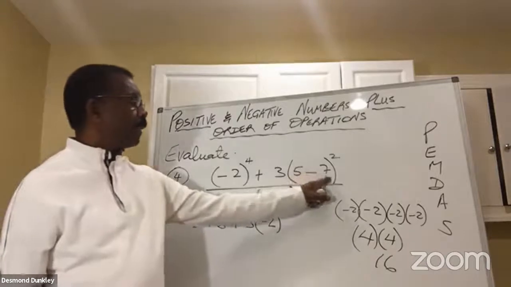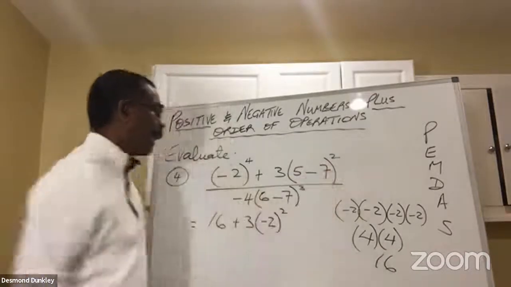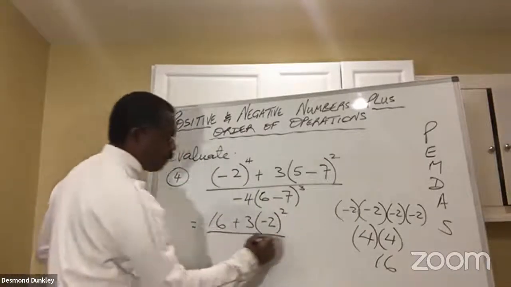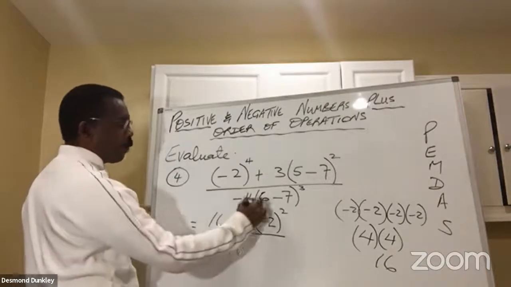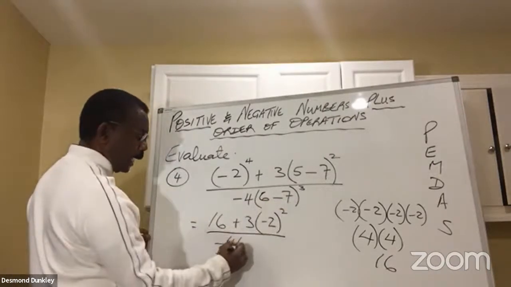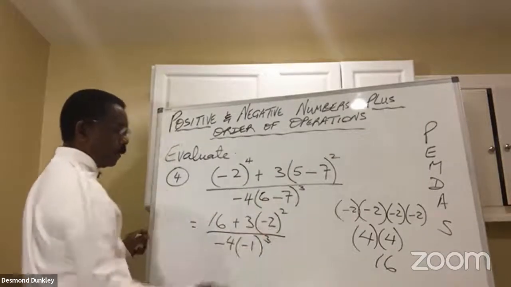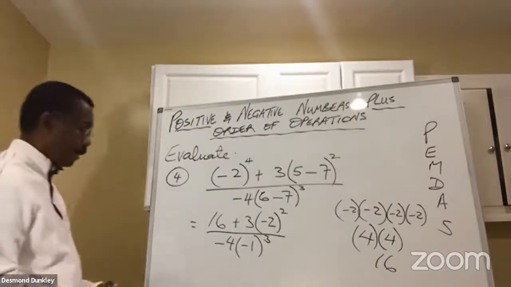5 take away 7 is negative 2. And it says that I need to raise it to the power 2. Go to the bottom. So it's negative 4. We have to work on the parentheses first. It's negative 1. And then it's to the power of 3. We're getting somewhere. We're getting somewhere.